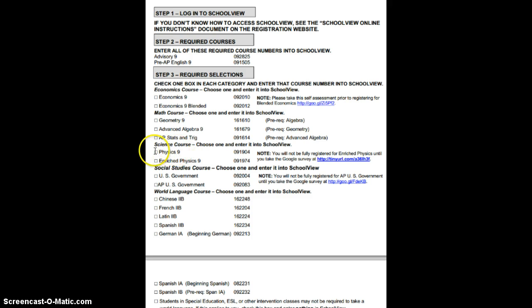The 9th grade science course is physics, and this one also has an enriched option. Same thing, if you are choosing or thinking about the enriched option, you need to go to this link not only to see what the course is about, but also to become fully registered by filling out a short survey. One thing to note about Enriched Physics 9 is that all students are welcome to take it. The data in the past has been that students who are in accelerated or double accelerated math tend to have an easier time with the math because they're not learning the math at the same time as the physics.